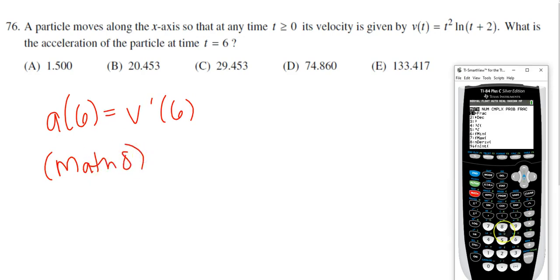We can go math 8, d dx, and then I'm going to put my function in, so x squared times ln of x plus 2, and evaluate that at x equals 6. And so 29.453 if you truncate, so C.